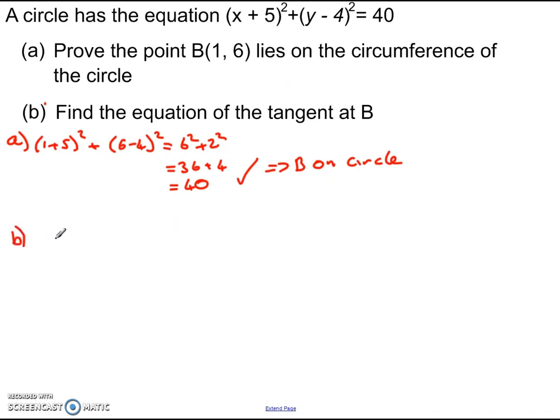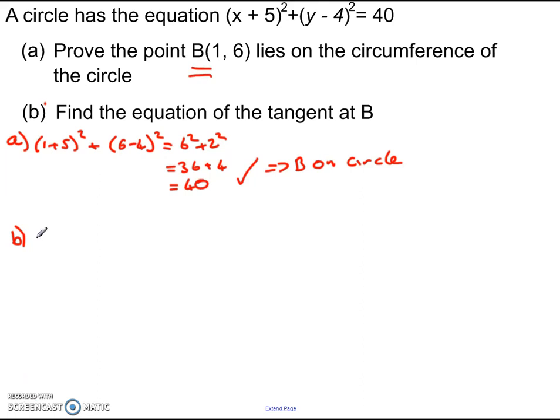To do this, it's the same set of steps as we've done in the previous example and we described a couple of slides ago. First, we start by finding the gradient from the centre to the point. We then use the perpendicular property m1 times m2 equals -1 to get the gradient of the tangent. Then we substitute in the information, the gradient and the point, which will be B in this case, into the equation of a straight line and simplify it down.